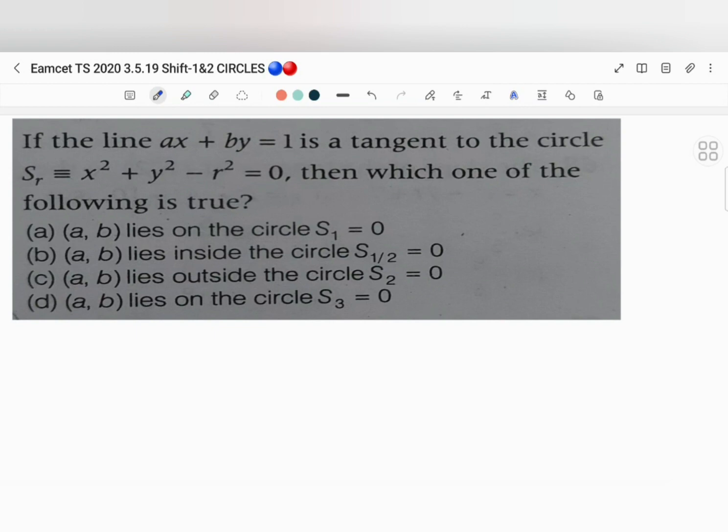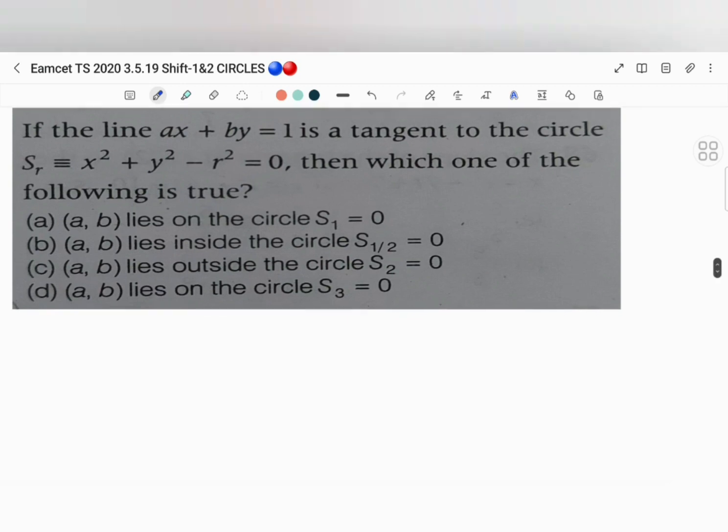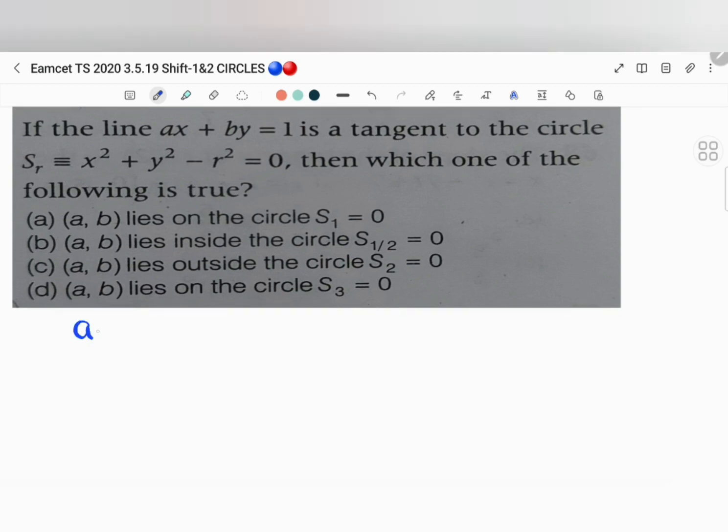The next question: if the line ax plus by equal to 1 is a tangent to the circle S equal to x square plus y square minus r square equal to 0, then which one of the following is true? For option verification, we will apply the tangent condition to the circle, dear students. The given line is ax plus by equal to 1, which we can write as ax plus by minus 1 is equal to 0. This line touches the circle.